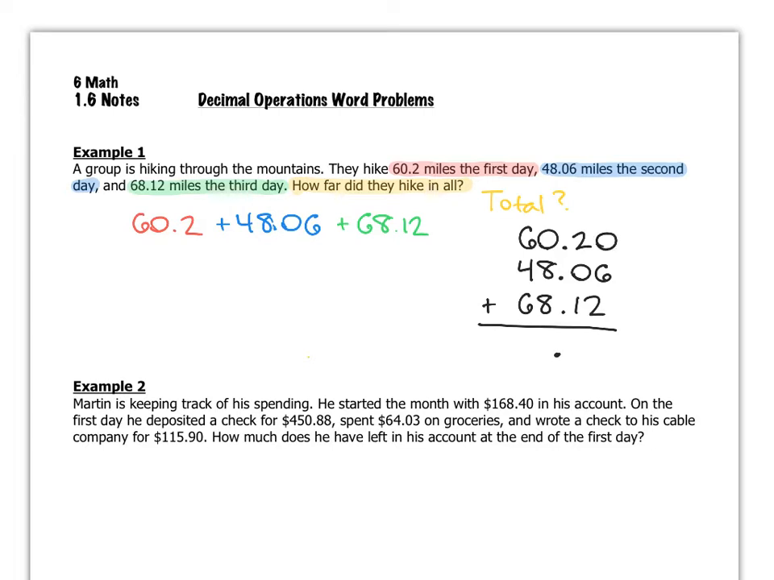0 plus 6 plus 2 is 8. 2 plus 0 plus 1 is 3. 0 plus 8 plus 8 is 16. And then I carry my 1. 1 plus 6 is 7. Plus 4 is 11. Plus 6 is 17. So we get 176.38. Now for a word problem, you always want to include a full sentence in your answer.